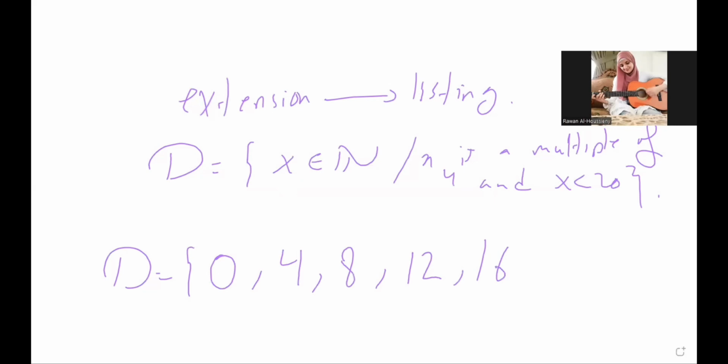Should we write 20? No. ليه؟ لأنه هون ال x is strictly less than 20. إذا كانت ال x less than or equal to 20 ساعتها بدي أكتبها ل 20 لأنه لازم تكون equal كمان. بس هون لأنه strictly less than 20 فهون بوصل ل 16 then we stop.